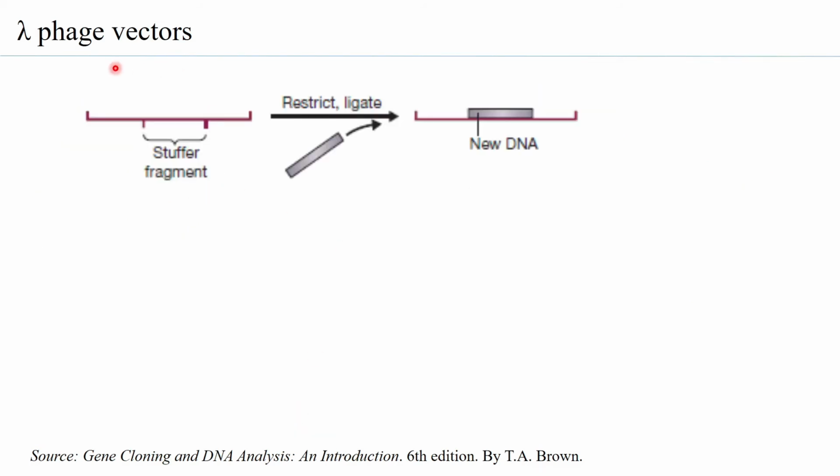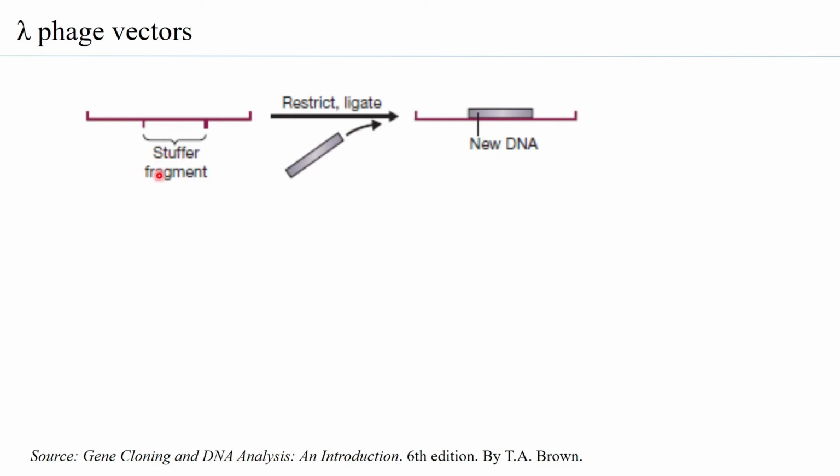Now we come to another way by which the lambda phage vectors are used, and that is replacement vectors. So if you can see over here, again in the non-essential region, what has been inserted is a stuffer fragment. A stuffer fragment is any DNA which is just present within the non-essential region. This is cut and removed, and in place of the stuffer fragment, a gene of interest can be inserted. So you basically have replacing a stuffer fragment with a new DNA.